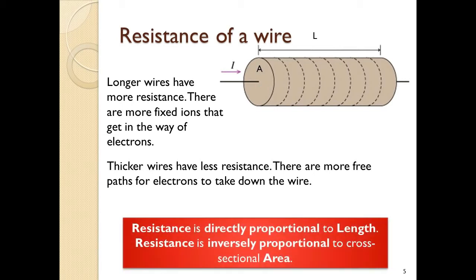Resistance is directly proportional to length. That means if you double the length, you double the resistance. And resistance is inversely proportional to area. That means if you double the area, you would halve the resistance.